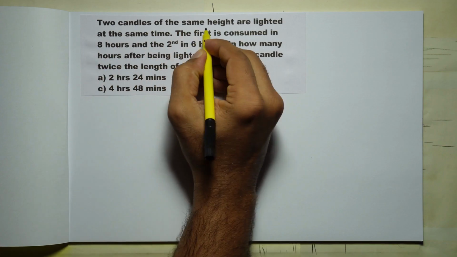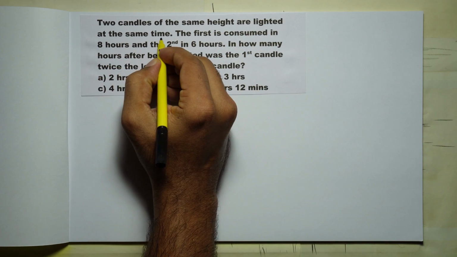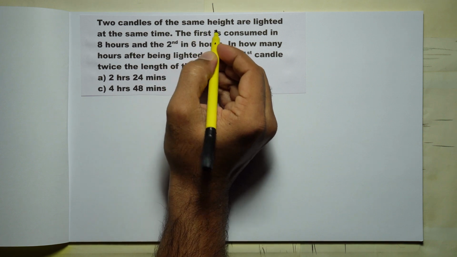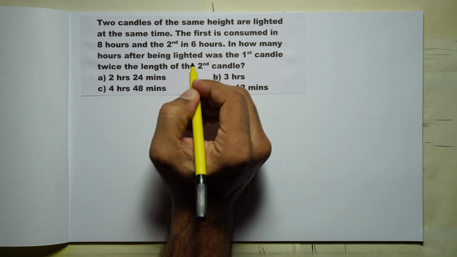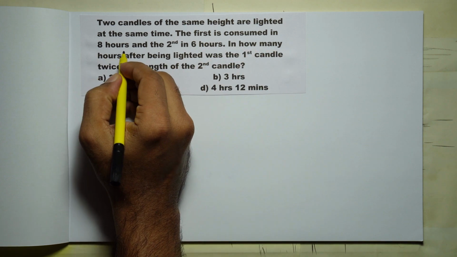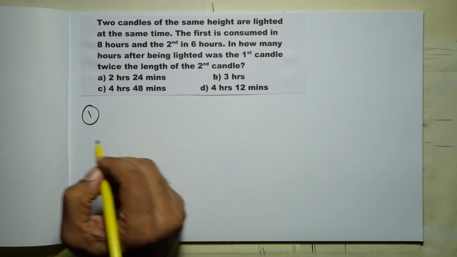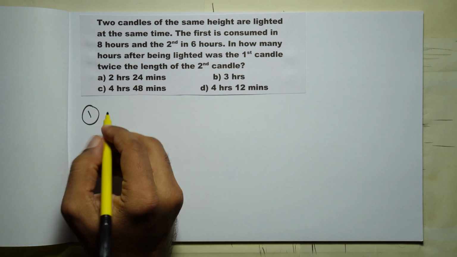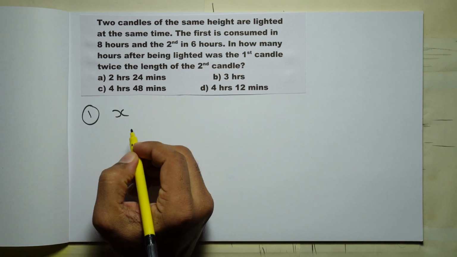Two candles of the same height are lighted at the same time. They are both of the same height, so we will take each of them as x centimeter. Now the first is consumed in 8 hours. So we'll form the equation for the first candle. Now we will assume that the initial height is x centimeter.